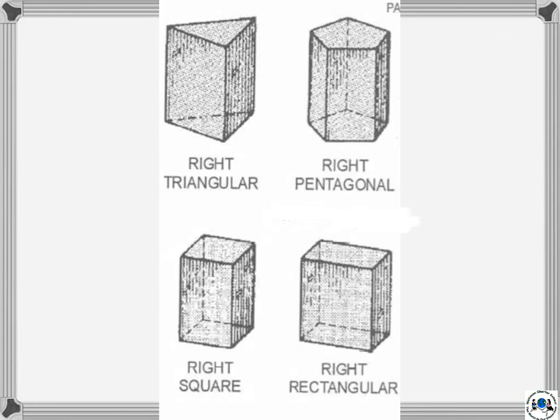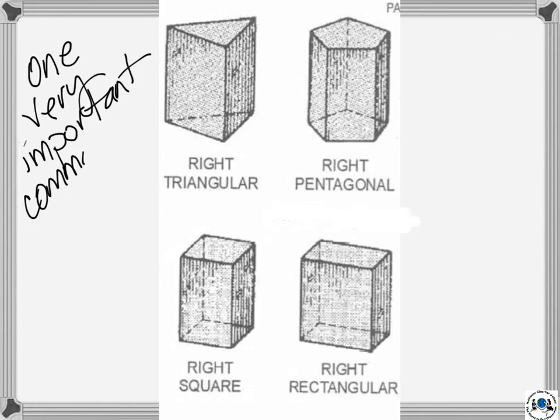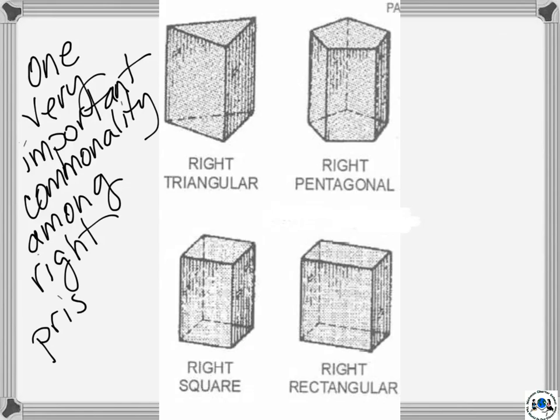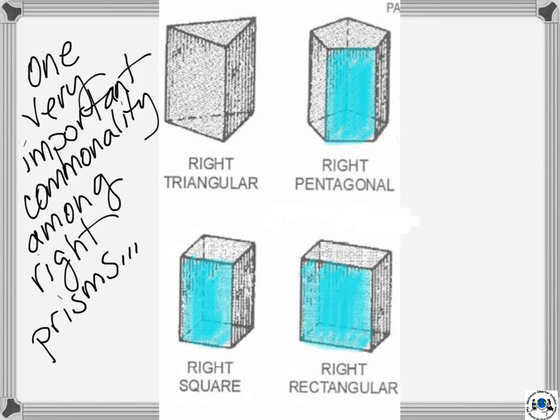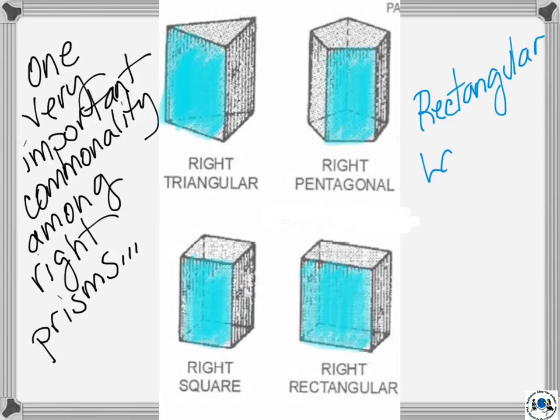Okay, so here we are again, back at our right prisms. One very important commonality among right prisms, and let's see if you can guess what it is. That right there. And what do you think that shows us? What that shows us is rectangular lateral faces.